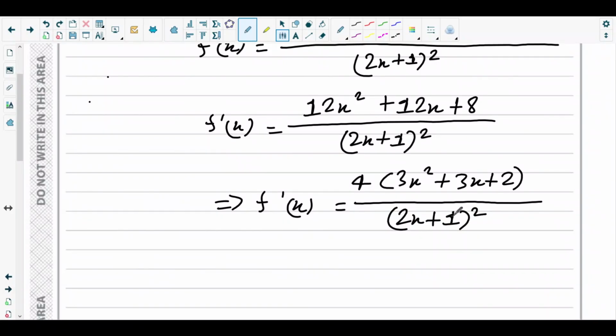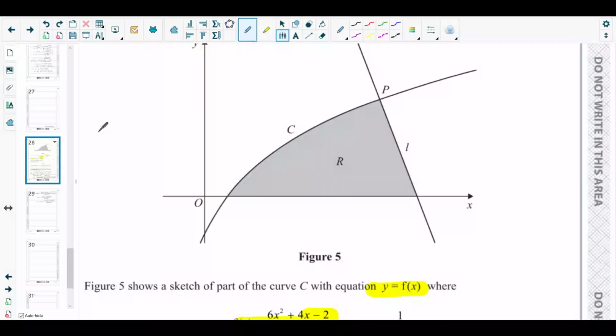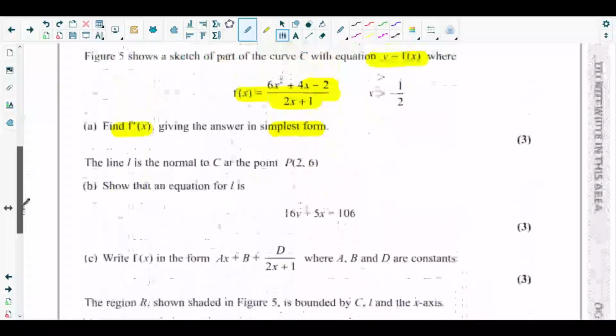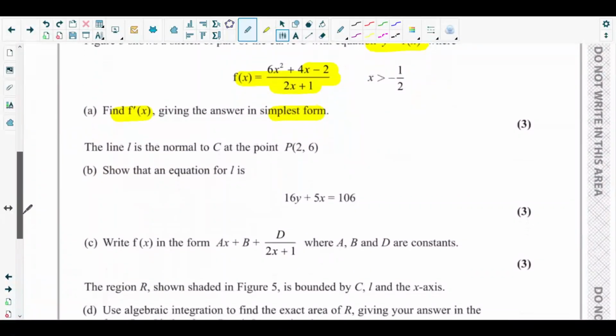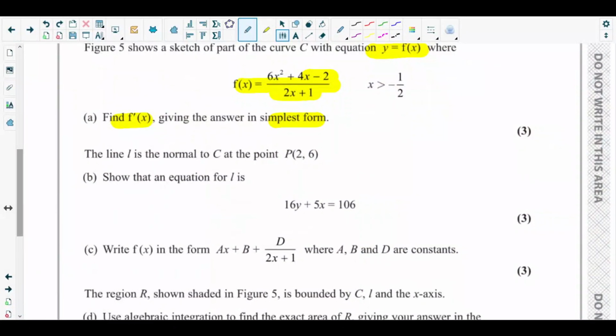Is it possible to simplify it any more? 3 times 2 is 6. No, it's not possible to simplify it any further. So the expression we got for f dash x is 4 times 3x squared plus 3x plus 2 over 2x plus 1 whole squared. And that's exactly what part A of question number 9 asked for.